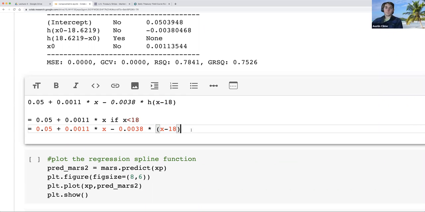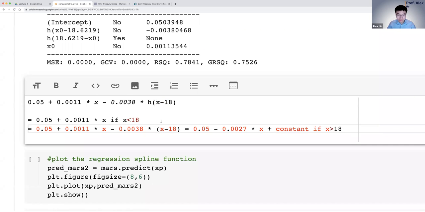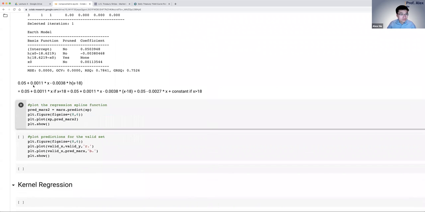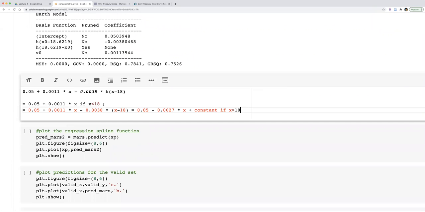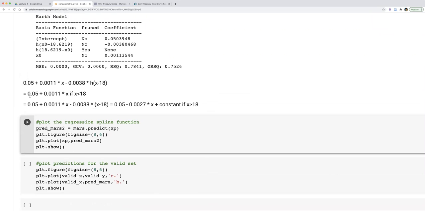Okay. Thank you. And then you have this number equals 0.05 minus, right, 0.0027 times x, and then plus some other constant. Okay, so this is the case if x is greater than 18. So that's the function we get here.